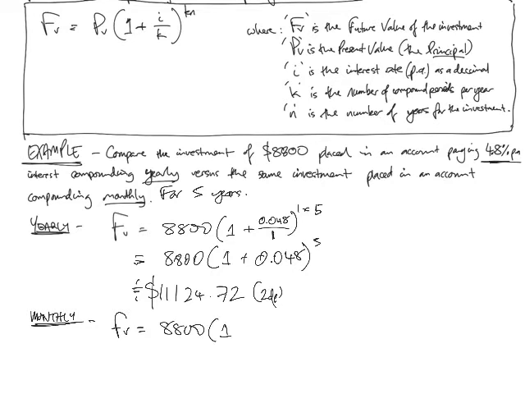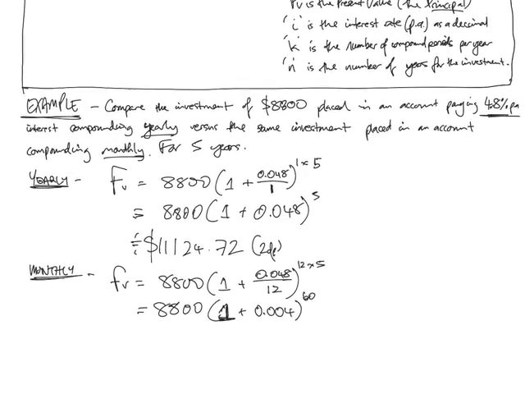8,800. So now we're using the modified formula again, but it's going to matter this time. 0.048 divided by, if it's compounding monthly, K is going to be 12 because it happens 12 times a year. K is going to be 12, so 12 times by 5. So it's going to be 8,800, 1 plus 0.048 divided by 12, which is 0.004. And 12 times by 5, 60.